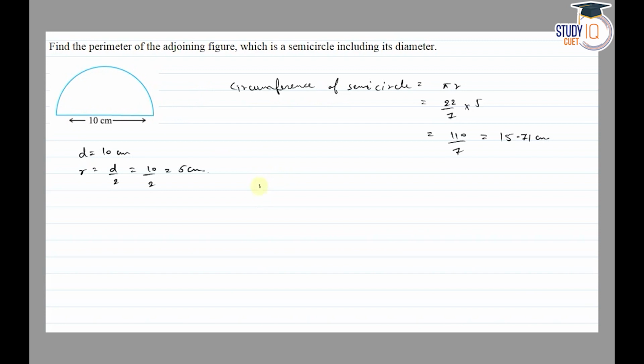So perimeter of figure is equal to ये हो जाएगी हमारी circumference of semicircle plus diameter. So हो जाएगा 15.71 plus 10 is equal to 25.71 centimeter. Thank you.